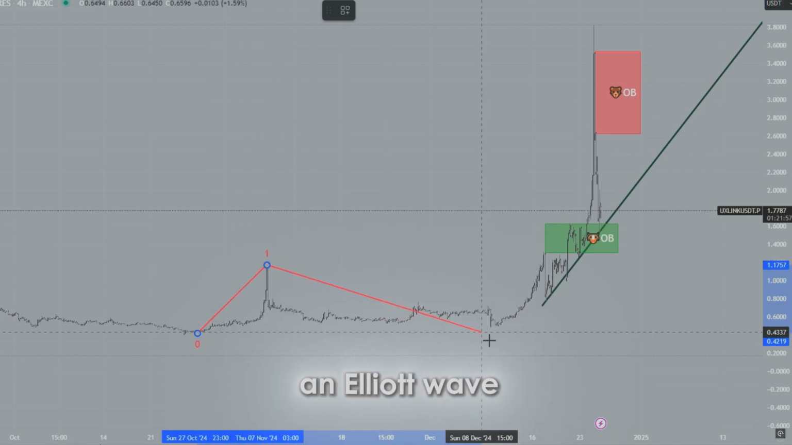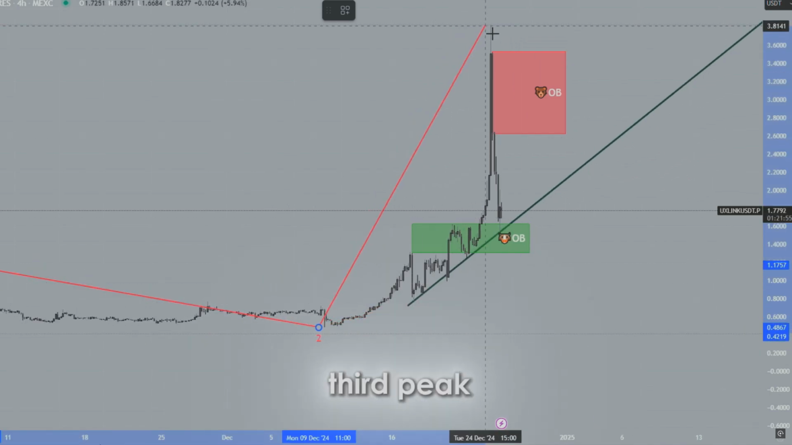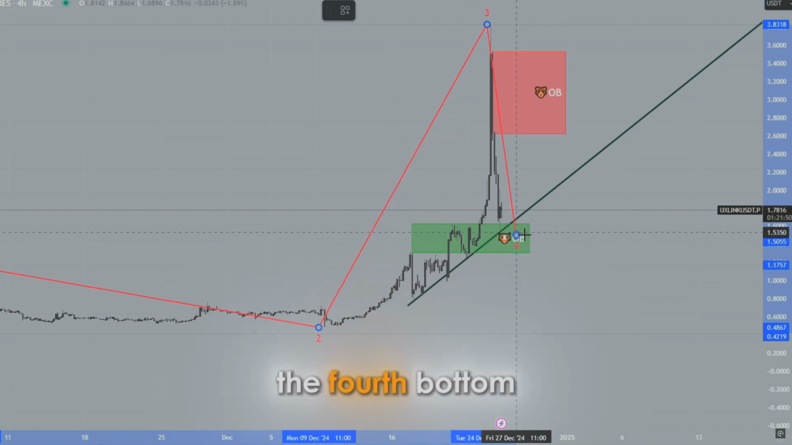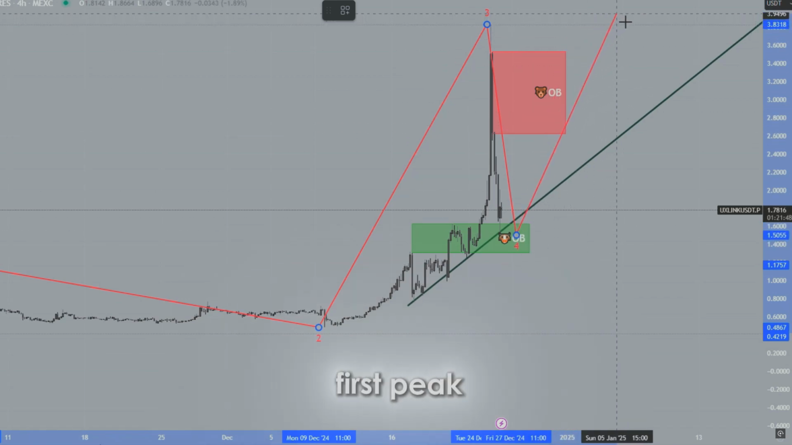When we look at it as an Elliott wave, the last time it made the third peak and went down to the fourth bottom. In order to go to the fifth peak, the fourth bottom should not even wick to the first peak.